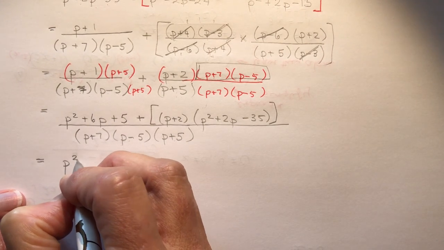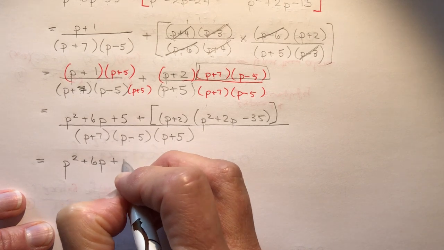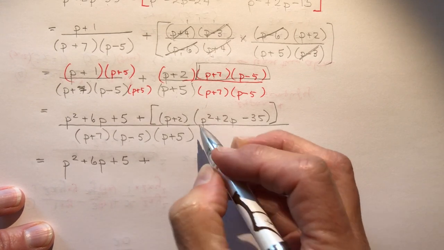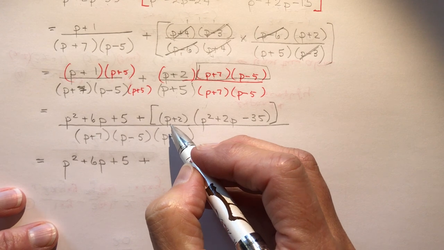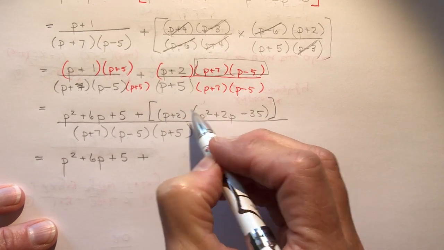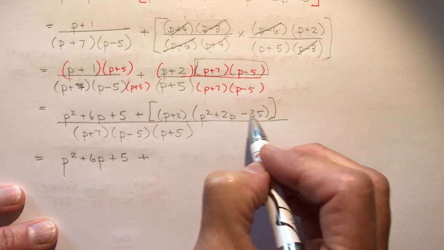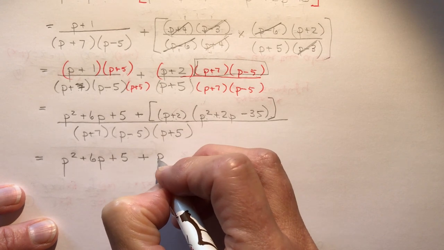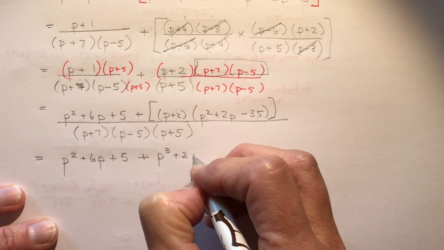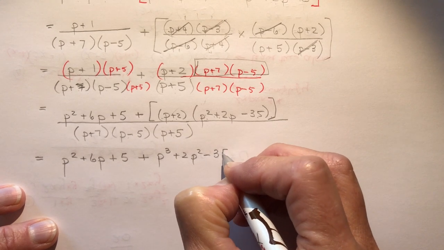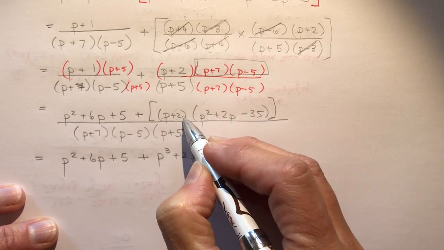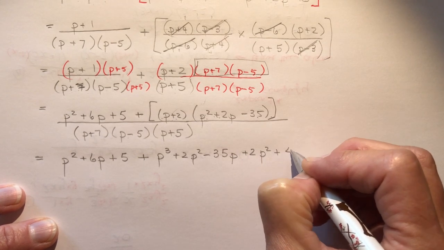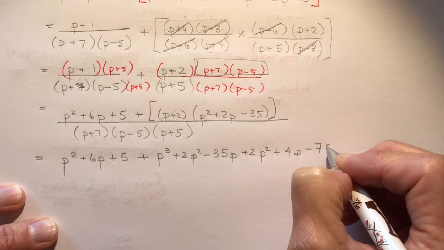Okay, so we carry on. This would be like one of the hardest questions on your test, right? Maybe your teacher might even have trouble doing this one. It's not hard, it's just long. Okay, so now I have to do p times each of these and 2 times each of these because I'm still doing some expansion here. So p times p squared is p cubed plus 2p squared minus 35p. So I've done all the p's. Now I'm going to multiply everything times 2. Plus 2p squared plus 4p minus 70.